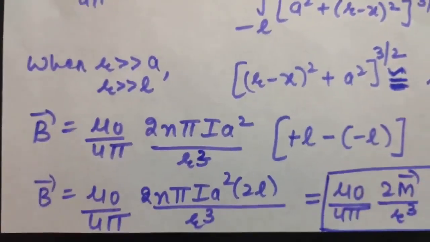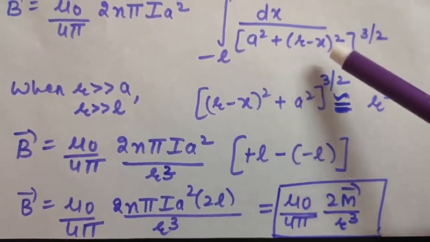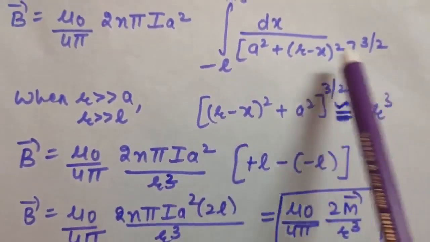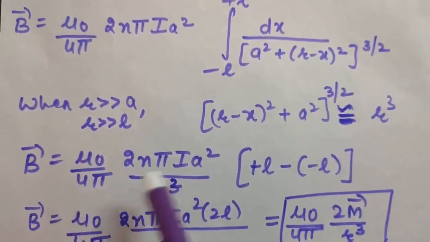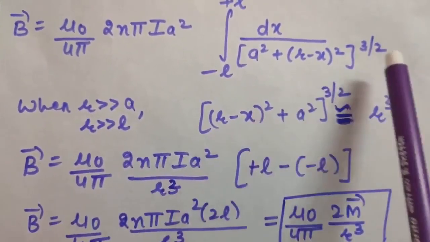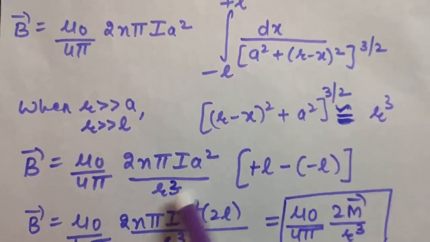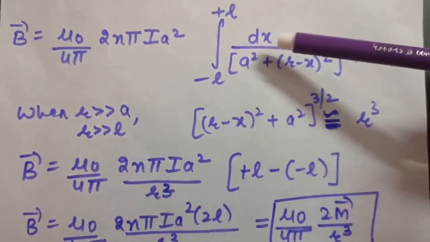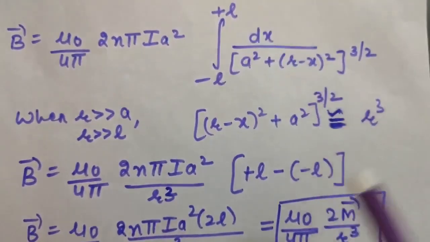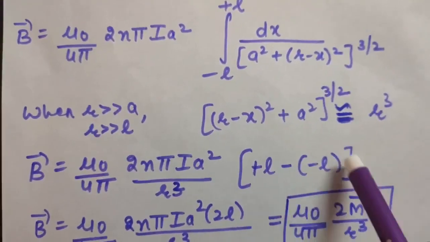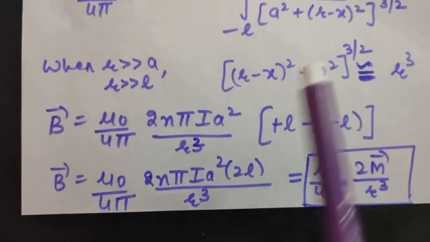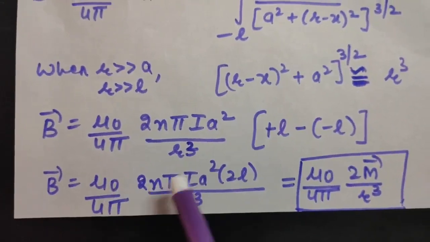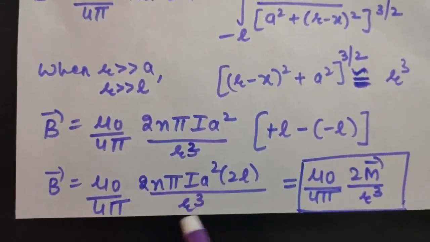Now if you put the value of this in the denominator, you will get μ0 upon 4π, 2nπia², and R cube will come outside because it is now constant. Now integrating dx from minus L to plus L will give you upper limit minus lower limit, that will give you 2L. So B will come to be μ0 upon 4π, 2nπia² into 2L upon R cube.